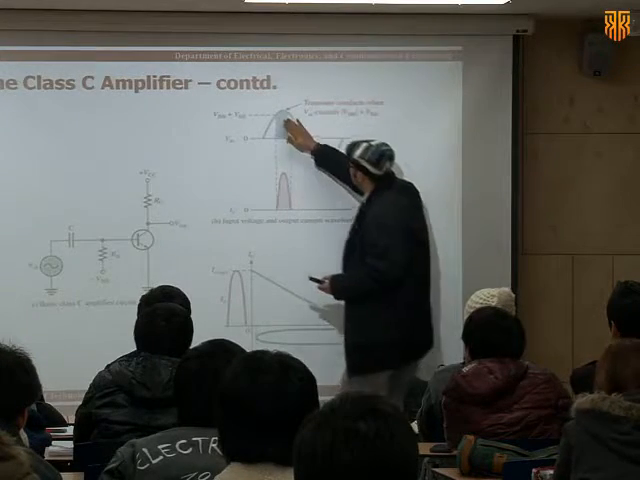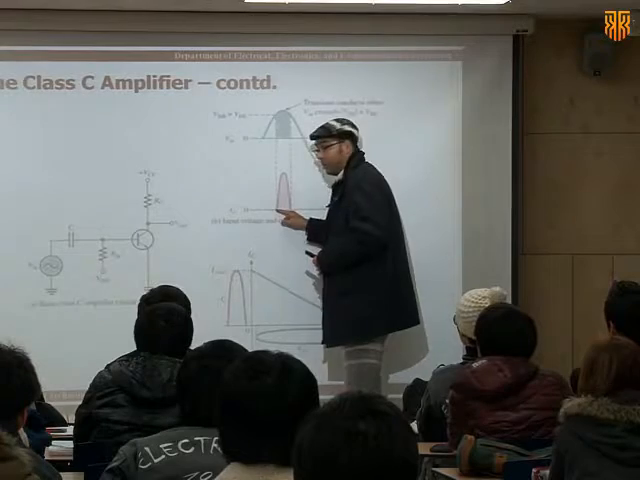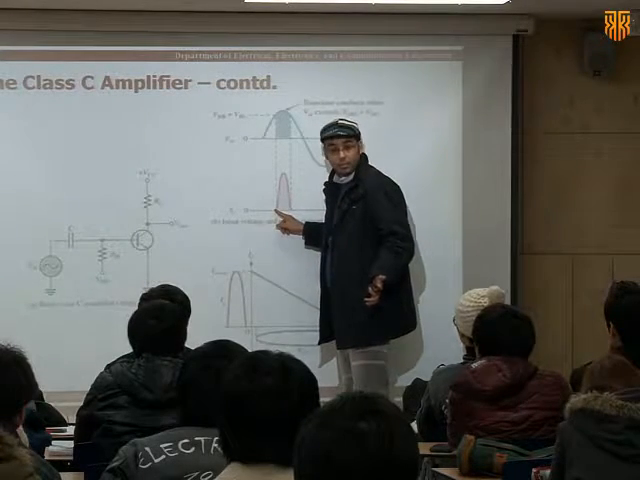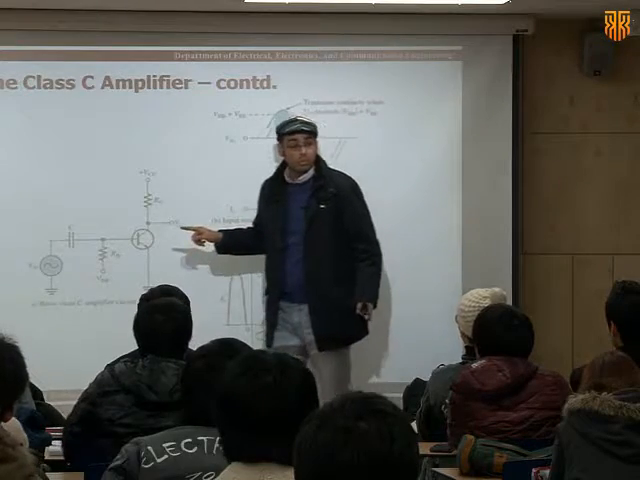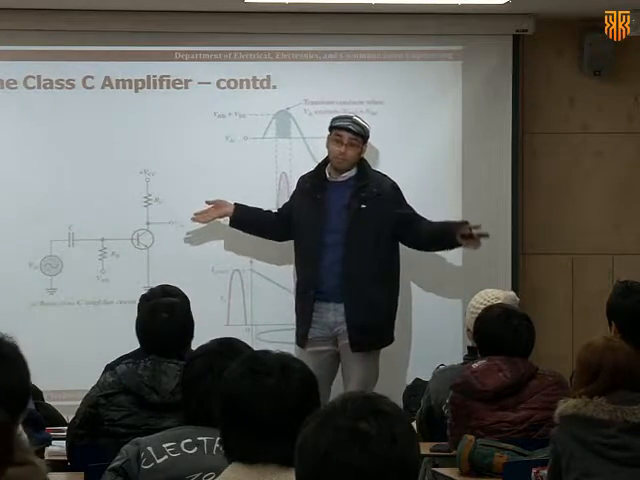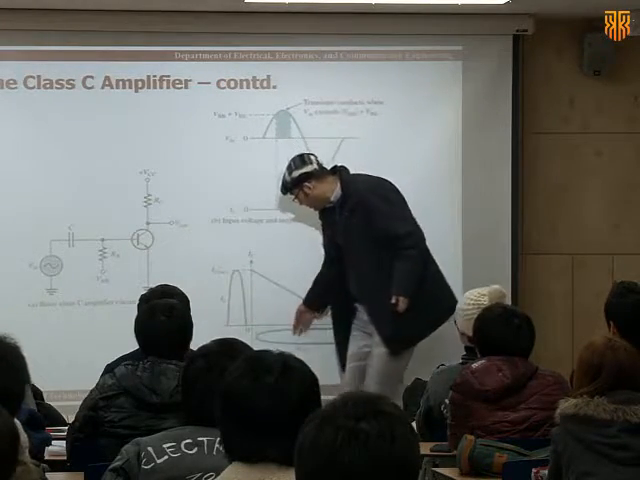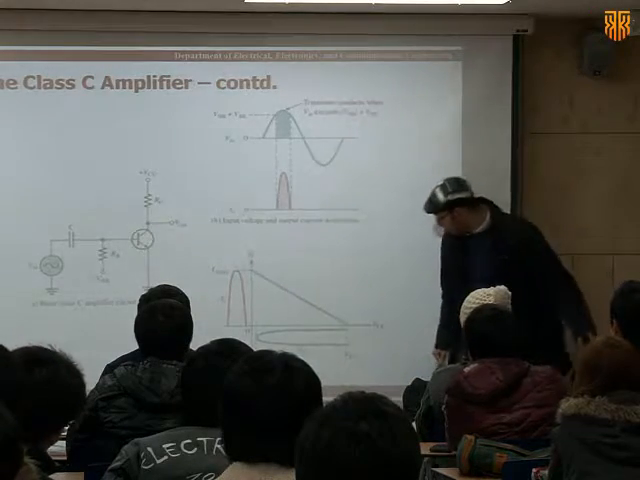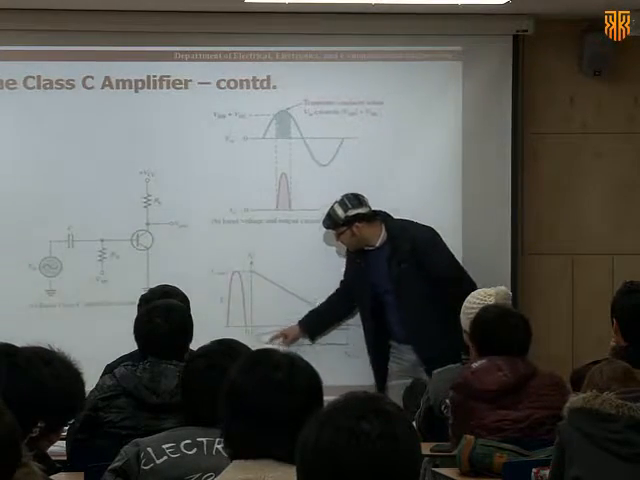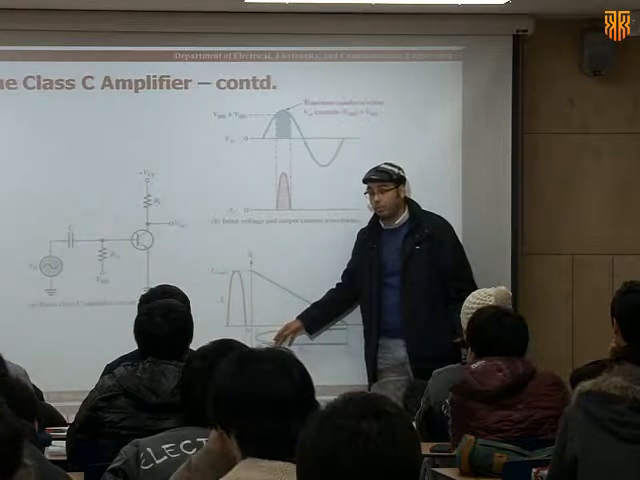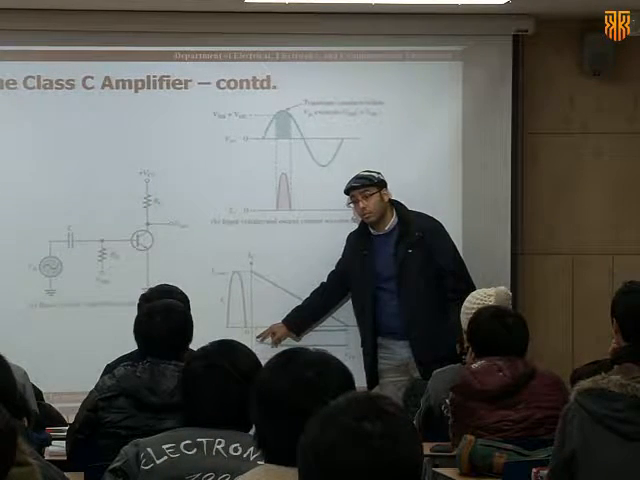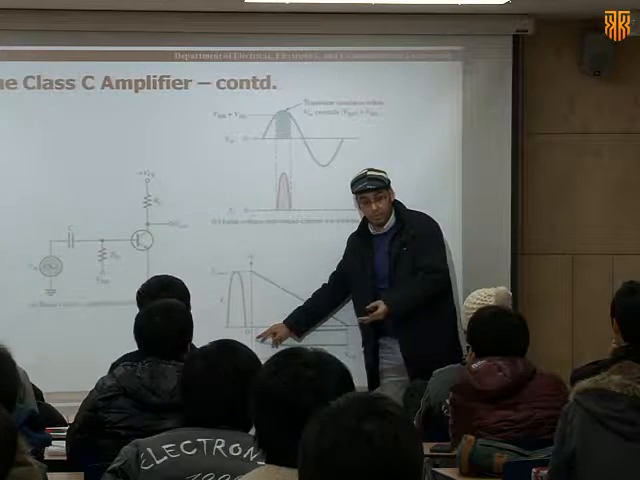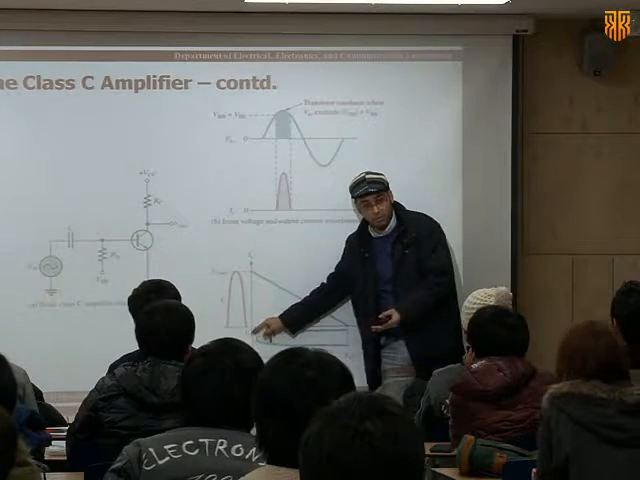This point is corresponding to this point in IC. IC equals zero. It means what? It means VCE is maximum, which is really this one. VCE is the maximum value in the peak, I mean. The maximum value in the minus part, but it is the maximum value, the peak.